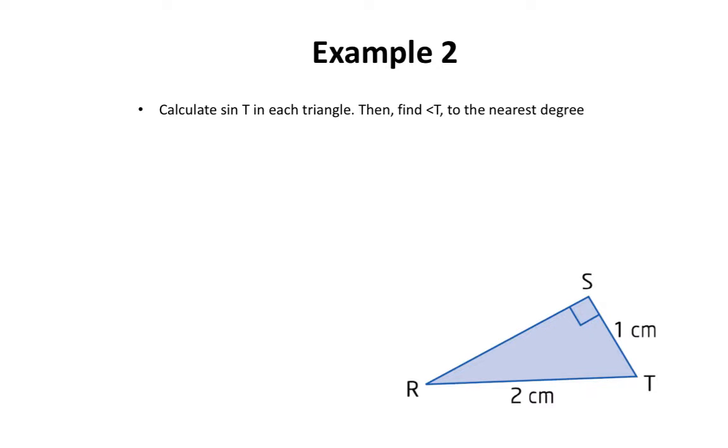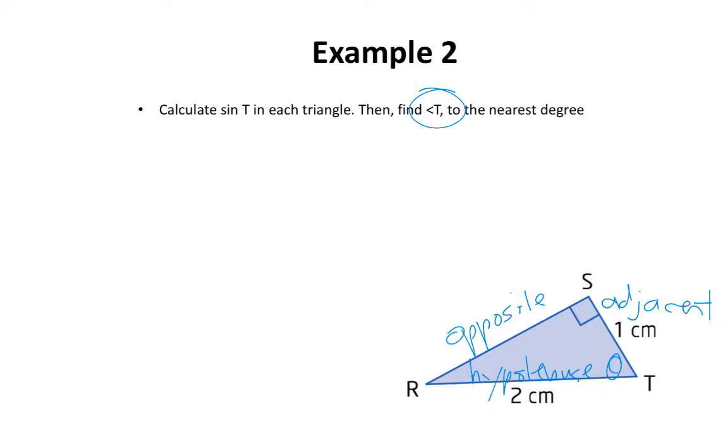In our second example, we want to calculate sine t in each triangle. Then we want to find angle t to the nearest degree. So that means we are looking for this angle over here, and I'm going to call it theta. Now let's start labeling our diagram since it's already provided. Well, this would be the opposite side relative to theta. This would be the adjacent side relative to theta. And this would be the hypotenuse since it is across the 90-degree angle.